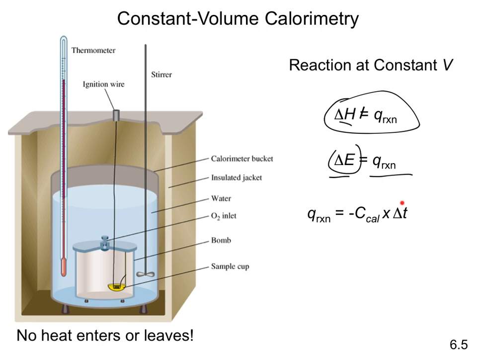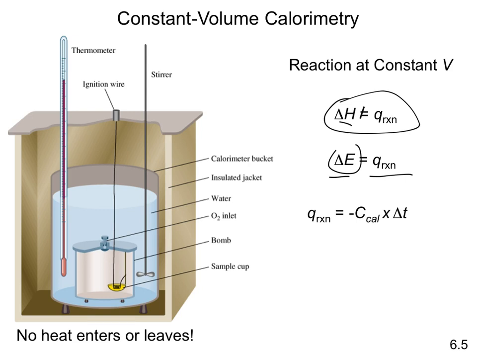In this case, the calculations are a lot more straightforward. All you do is put the sample in. The C-cal has already been calculated for the instrument, so whatever heat is being released will be directly tied to the calorimeter's specific heat capacity and the delta T.